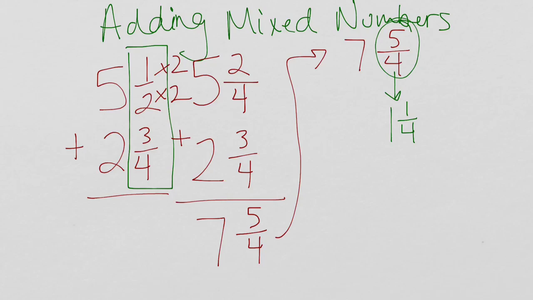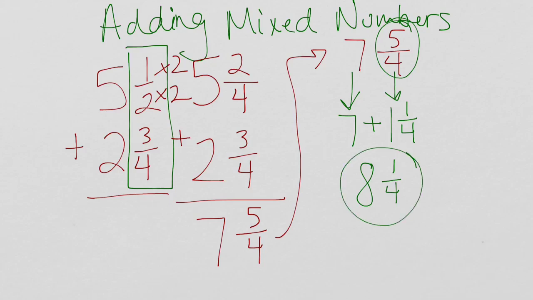So now all I need to do is combine that new mixed number with the 7 I already had. So 7 plus 1 is 8. I have a fourth left over. 8 1/4. I can't simplify that. That's the most basic piece. That's my answer.